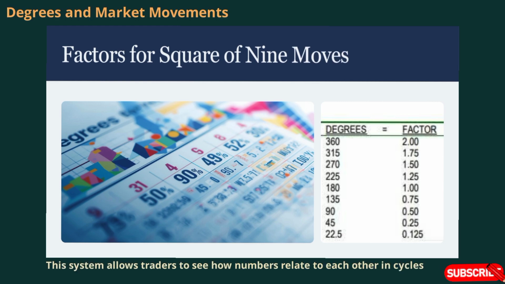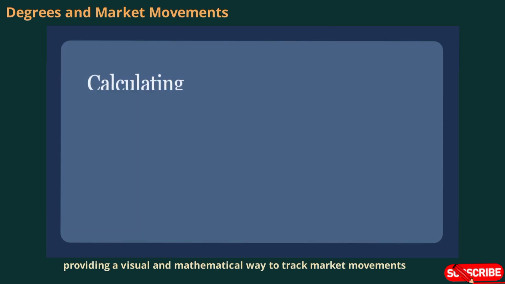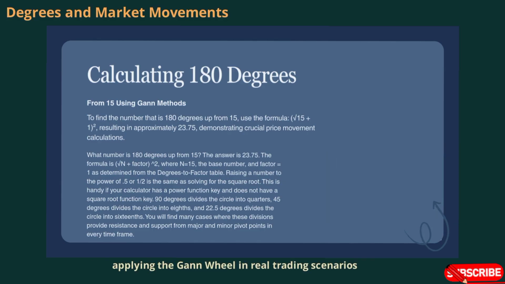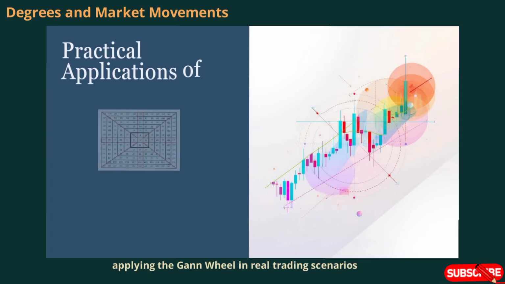This system allows traders to see how numbers relate to each other in cycles, providing a visual and mathematical way to track market movements. Understanding these degrees and rotations is essential for applying the Gann wheel in real trading scenarios.